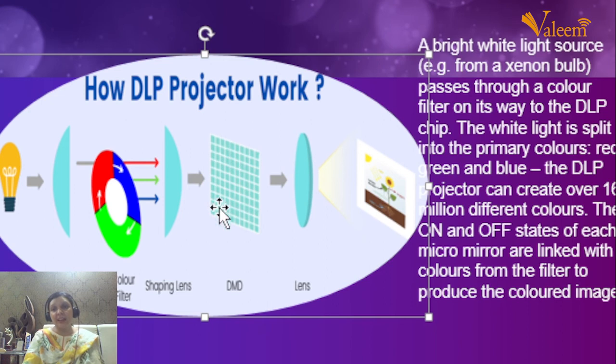It contains a DMD chip that contains millions of micro mirrors. When these micro mirrors reflect the light, it will create a lighter shade of the image. When they tilt in such a way that they transfer more light, then the lighter color is formed. When they transfer less light, then the darker color will be formed on the screen.